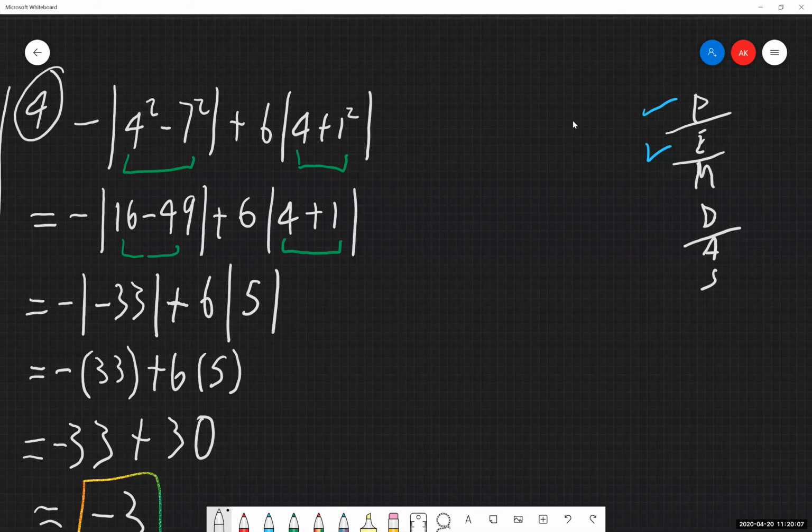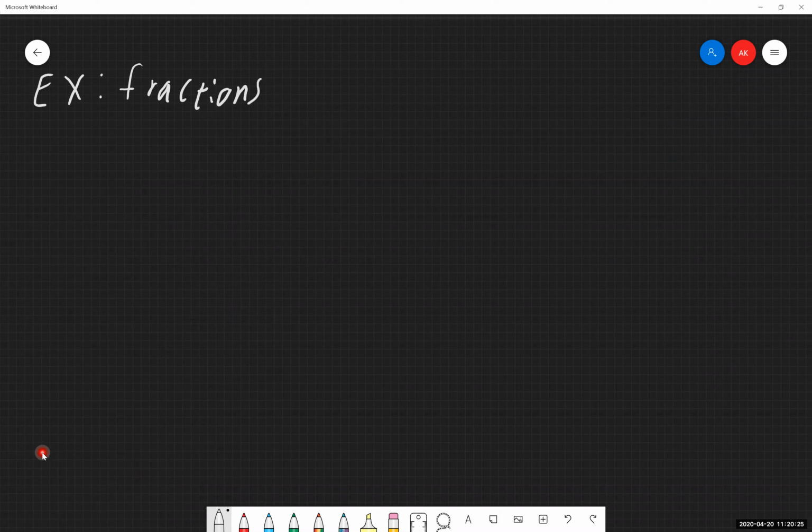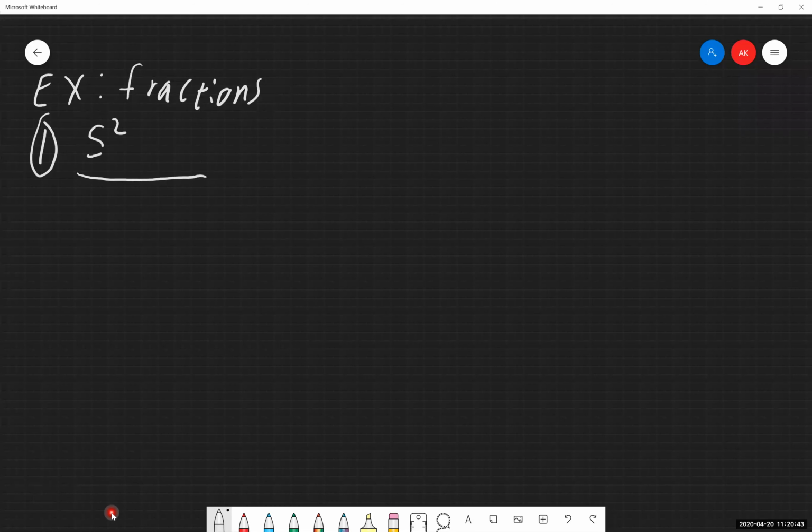All right, let me clear this thing out. Okay, so our first example with fractions. We are told to simplify. So again, PEMDAS, order of operations, is what we're working with. This is a good gauge for what you're going to be seeing on the test, like the examples that we went through today and on Friday also.